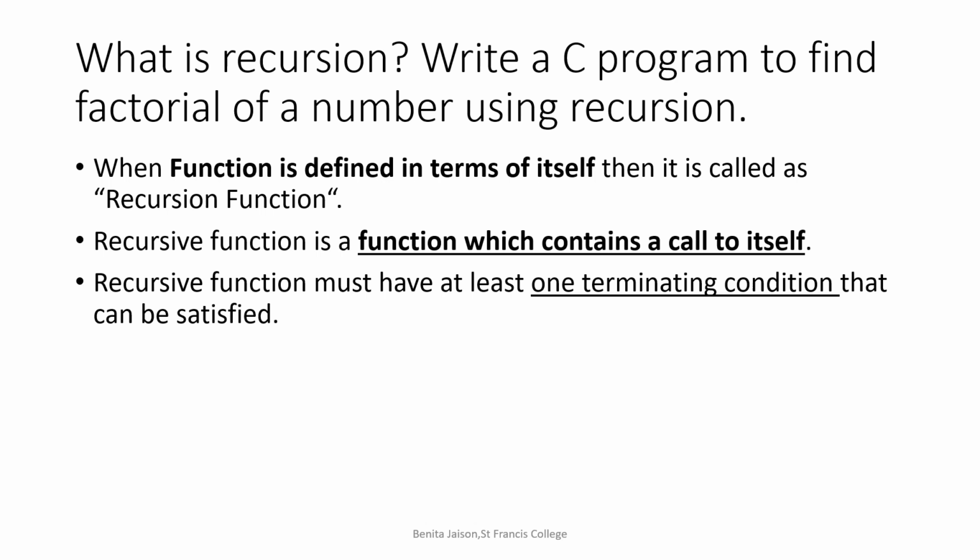What is recursion? Write a program to find the factorial of a number using recursion. As we have studied, recursion is nothing but a function defined in terms of itself. The function is incomplete if you are not calling the function, so a function contains a call to itself. Recursion must have at least one terminating condition, otherwise it will keep calling itself and result in an infinite loop.